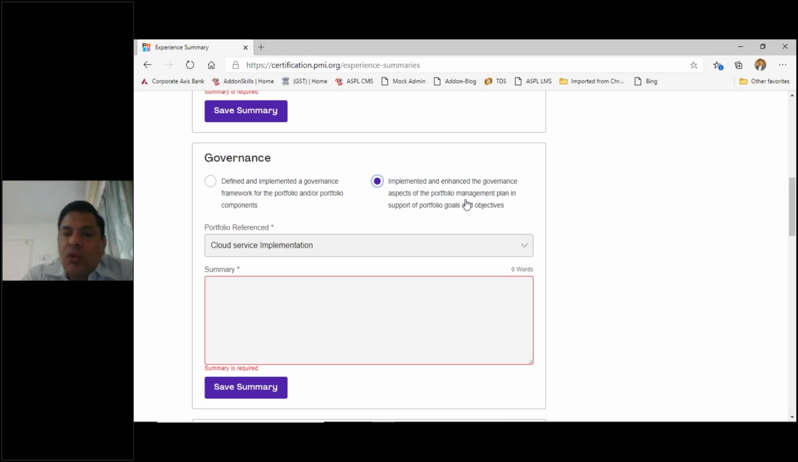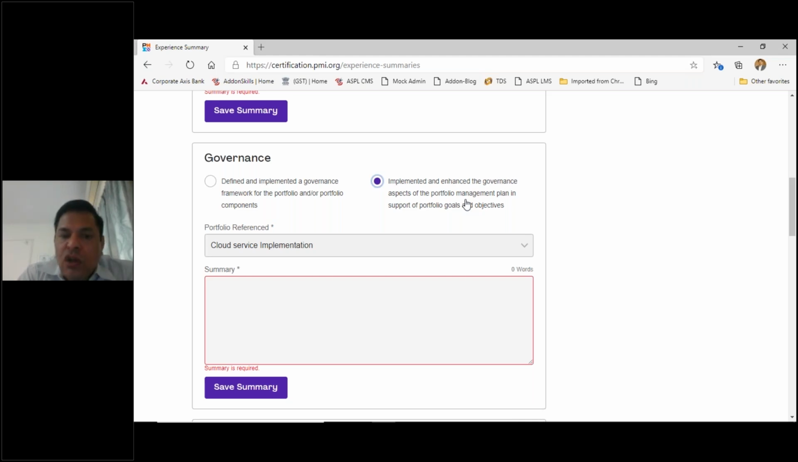When we do the training, I will explain how this portfolio management plan works, because this is the plan which will have all the target value, the portfolio goals and objectives. It will have how you're going to manage the portfolio risk, the portfolio changes, the portfolio communication, and the portfolio performance. That is what we would like to see. How did you implement the portfolio management plan once it was approved by your sponsor, and how did you enhance this plan in support of portfolio goals and objectives?